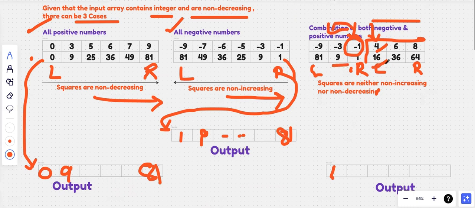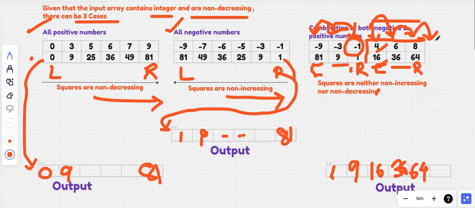Now we will compare 9 with 16. Again, 9 is smaller, so we will push 9 in the output vector and we will move the pointer one step backward. Now we will compare 81 with 16. Now 16 is smaller, so we will push 16 and move the pointer one step forward. Now we compare 81 with 36. Now again 36 is smaller, so we will push 36 in the vector and move the pointer one step forward. Now comparing 81 and 64, 64 is smaller, so we will push 64 and move the pointer one step forward.